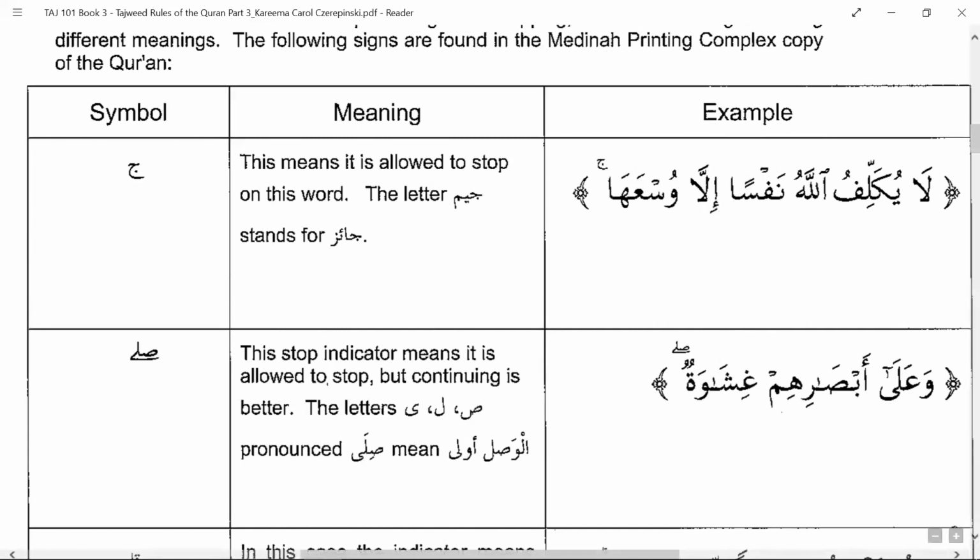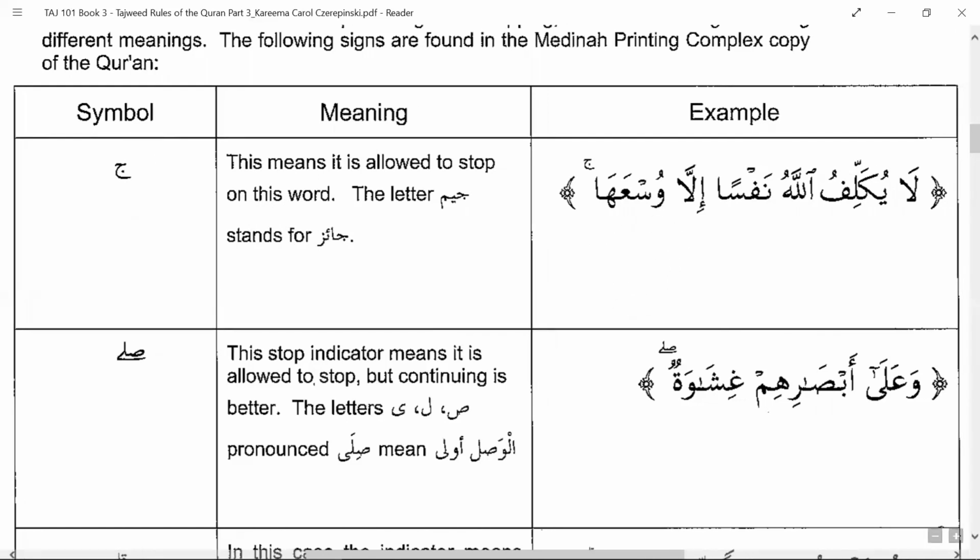So let us begin. In this column, the first one is the symbol, the sign that is there on the ayah. Then this is the meaning of that sign, and this is an example. We will begin with the small letter Jim. Jim means it is allowed to stop on this word. Jim is written for the short form of Jaiz. Jaiz means permissible, it's allowed.